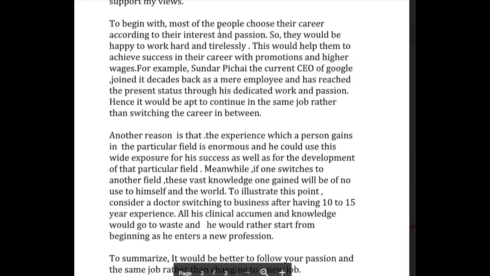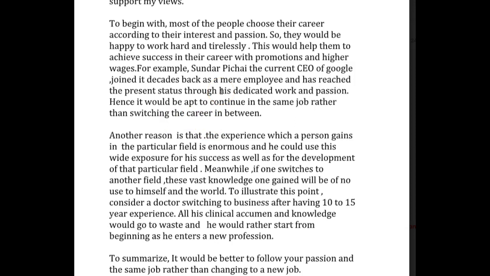For example, Sundar Pichai, the current CEO of Google, joined it decades back as a mere employee and has reached the present status through his dedicated work and passion. Hence, it would be apt to continue the same job rather than switching the career in between.